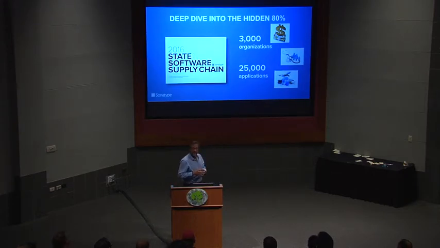I'm going to borrow heavily on Sonatype's State of the Software Supply Chain report, where we analyzed 3,000 organizations and 25,000 applications. How many components were they using? How many components were they downloading from public repositories? What was the quality of those components? Those are the kind of things that we'll explore today.